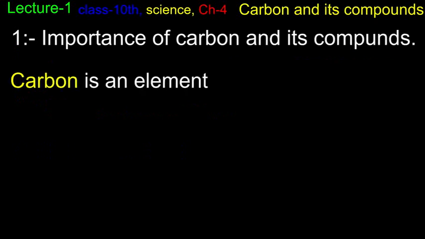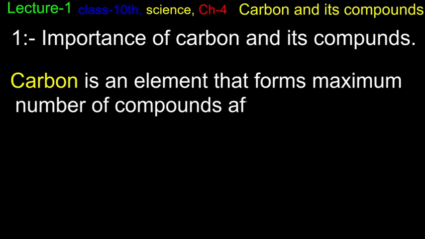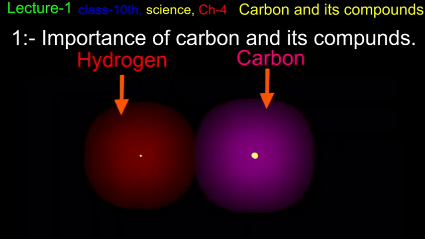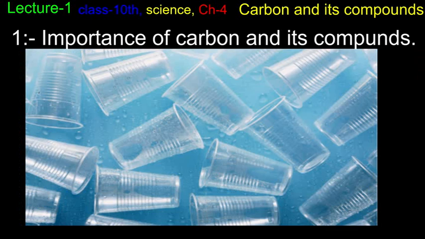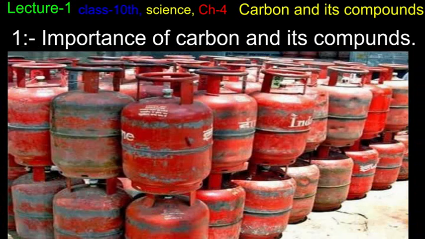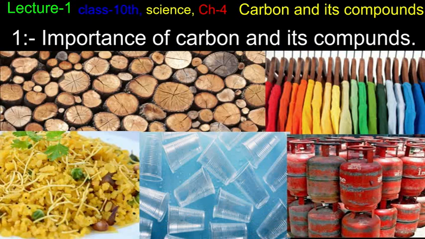Carbon is an element that forms maximum number of compounds after hydrogen. Carbon and hydrogen combine to form such a huge number of compounds that no other two elements can do. Biochemistry is mainly the chemistry of carbon compounds. Most of the mass of living beings is of carbon, hydrogen and oxygen. Clothes, wood, plastic, food items, LPG, all these have carbon compounds.